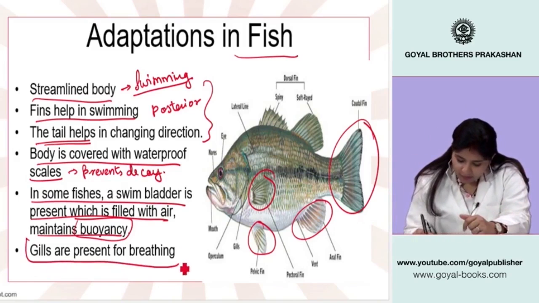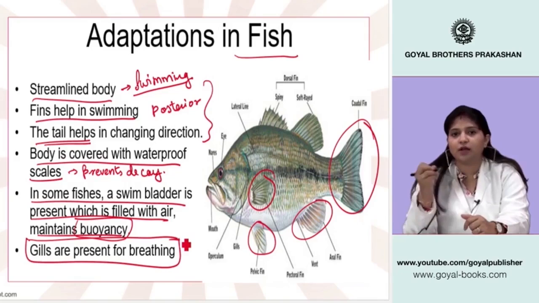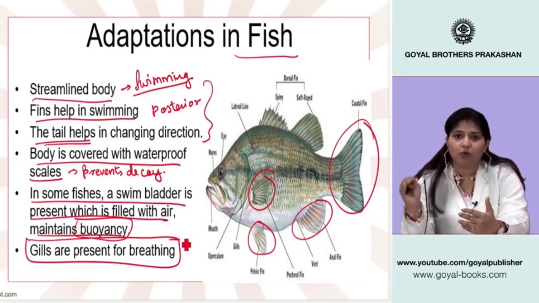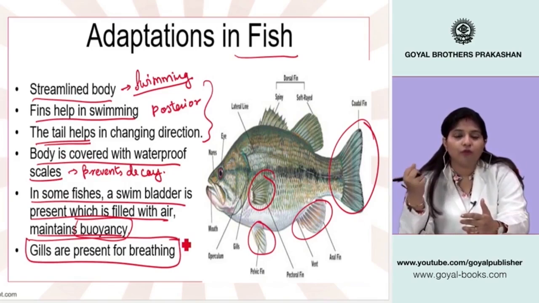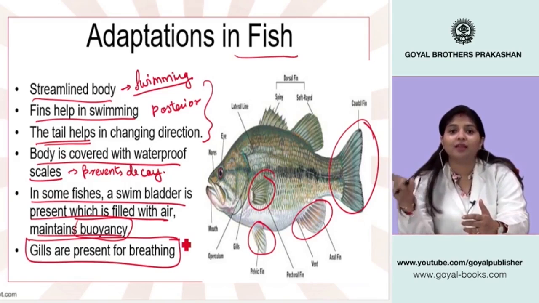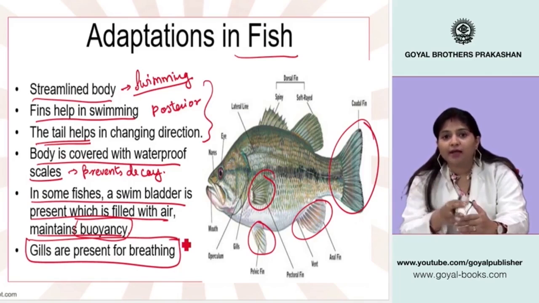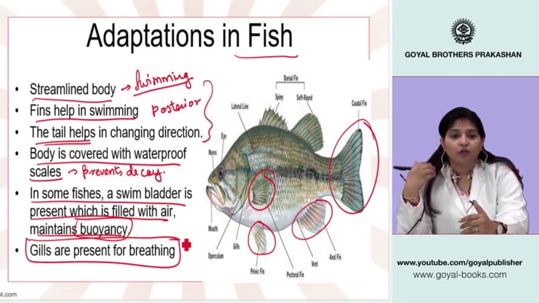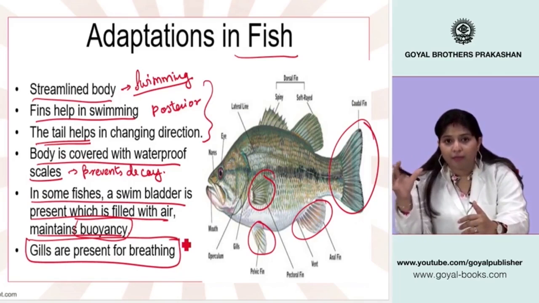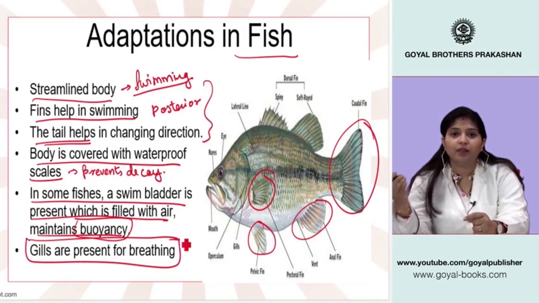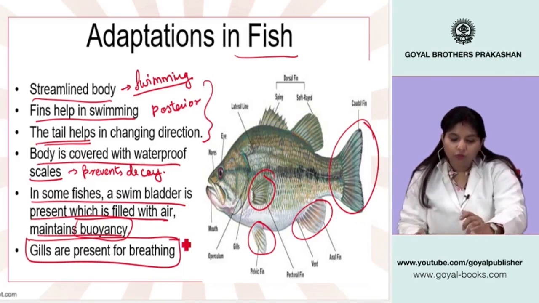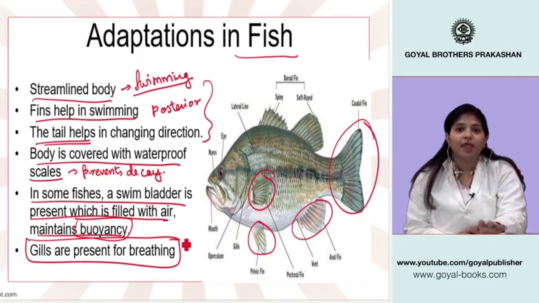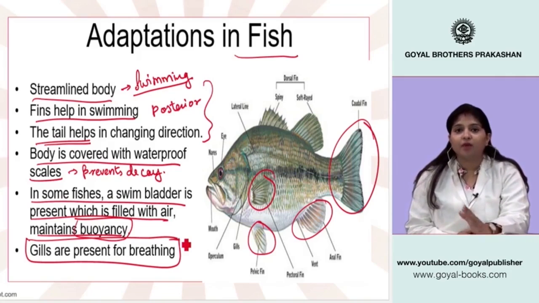Then gills are present for breathing. You know that the fishes which are completely submerged in the water need a special kind of organ for breathing the oxygen that is mixed in the water itself. So gills are present for respiration. Unlike us, we have lungs which are suitable for breathing in the air, but fishes are provided with gills which help them in breathing properly in the water, in taking up oxygen which is dissolved in the water. So these are the few basic adaptations that we see in a fish which help them in surviving in the aquatic system.